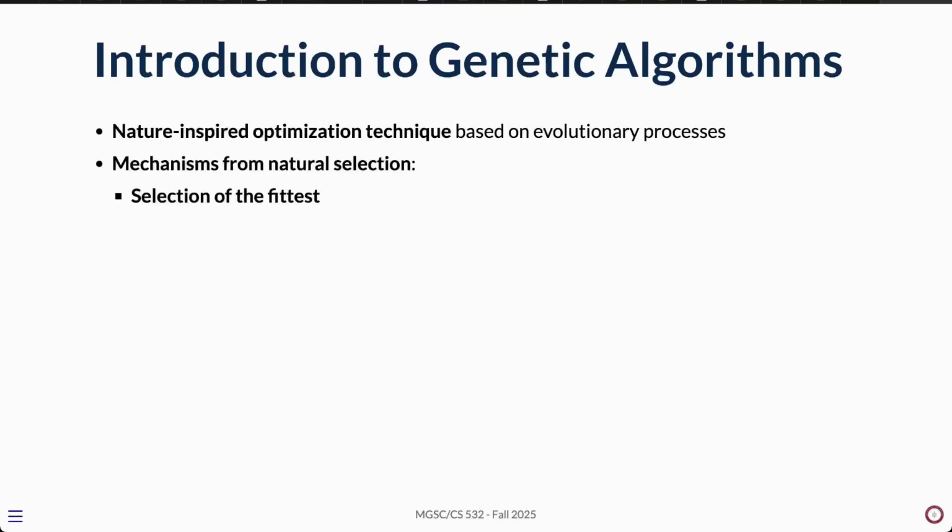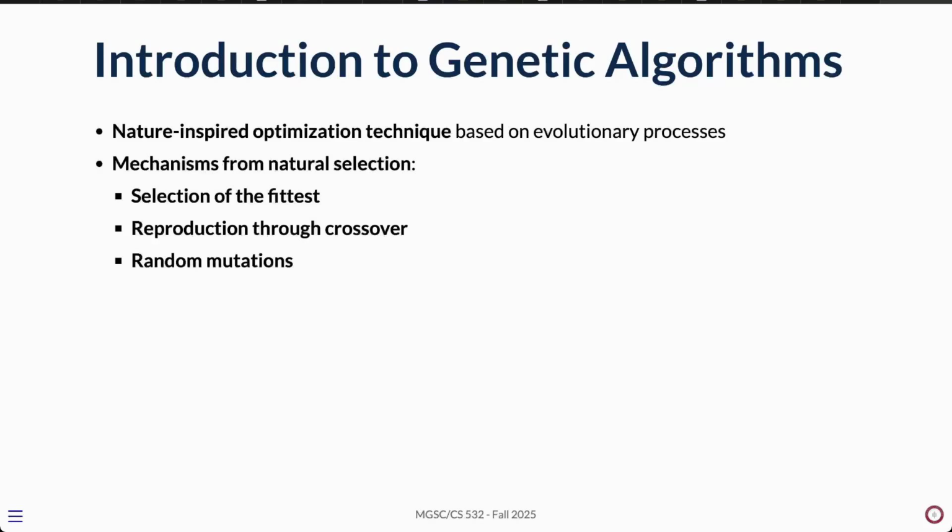So, this first bullet point, selection of the fittest, draws on the idea that we have something called natural selection. In nature, we observe three main processes. First is selection of the fittest, which means that organisms with advantageous traits are more likely to survive and reproduce. Secondly, we have reproduction through crossover. So, offspring inherit characteristics from both of their parents, and this allows for the creation of new combinations of traits. And finally, we have random mutations. These are occasional random changes that introduce entirely new possibilities into the population.